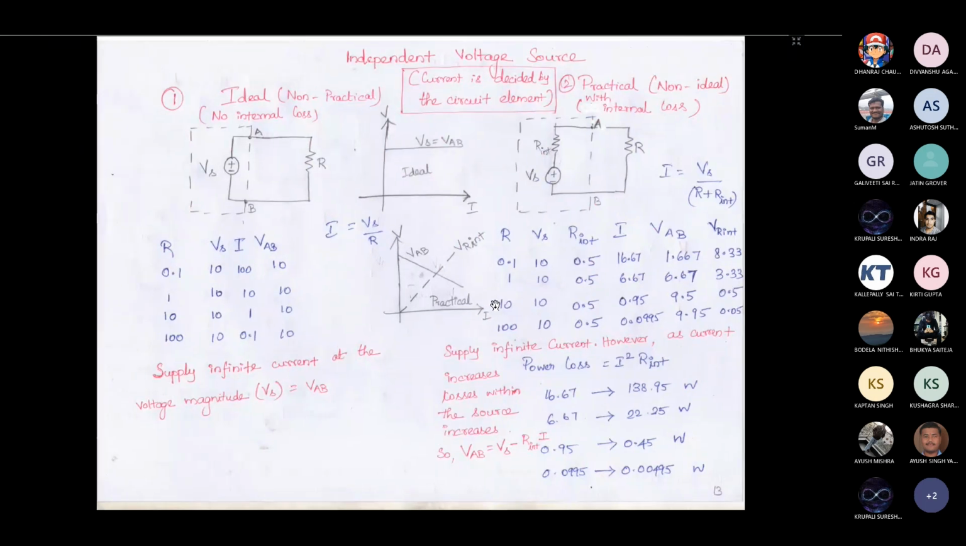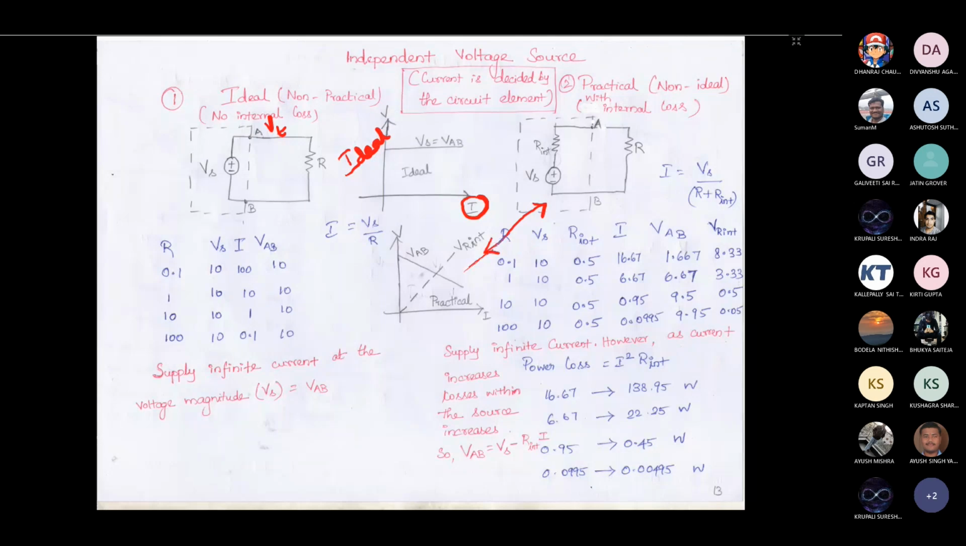Here I have plotted this, the ideal voltage source. This VAB is nothing but the terminal voltage. So irrespective of the current, your terminal voltage is not going to change. This is for the ideal condition, which is what I had mentioned here. Then this is the circuit I had considered for the practical source, and this is the figure for that.